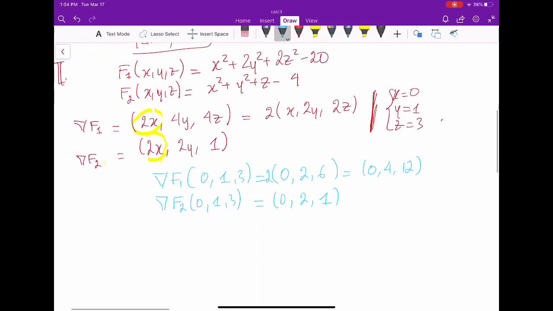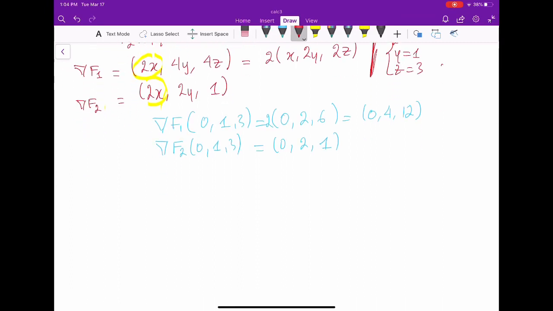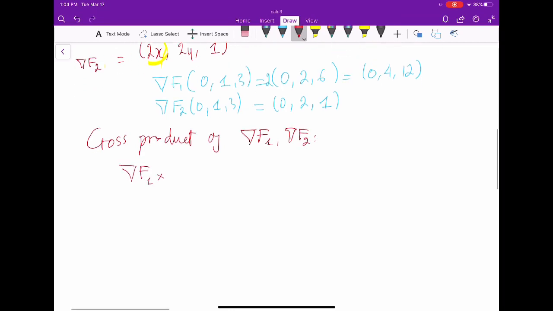And then after this we need to find the cross product of the gradient of f1 and the gradient of f2. So I have the cross product of these two gradients equal to the determinant with i, j, k, and in here I write the two vectors, 0, 4, and then 12. Another one is 0, 2, and 1, right? And I expand this along the first column because we have more zeros in this column.